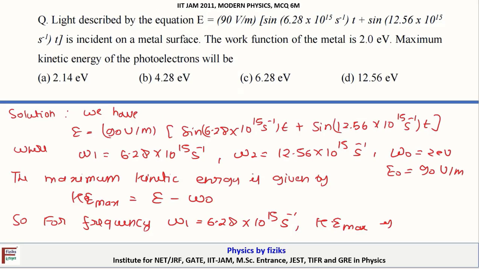Thus, the maximum kinetic energy would correspond to angular frequency 12.56, and its value would be 6.28. We should not have calculated with the other angular frequency, as it is half, so the maximum is given with respect to the maximum incident energy.